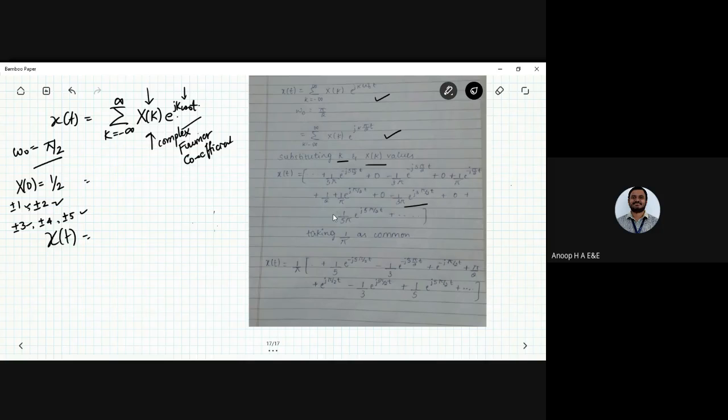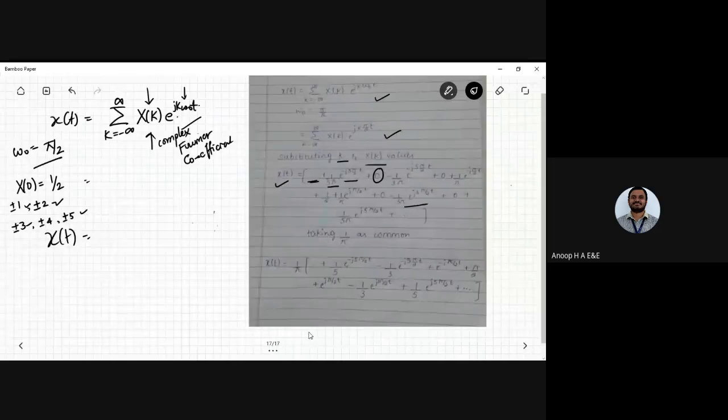Now after substituting the values of k and x of k there, you will be getting x of t, with certain values as listed in this image file. So you will be having 1 by 5 pi into e power minus j into 5 pi by 2 into t. This value here will be 0 there, right? Whatever the value of x of t that has been written, you will be having a positive value and a negative value, and you will be having 0 here.